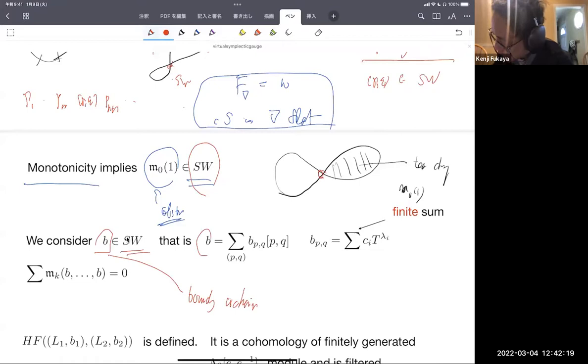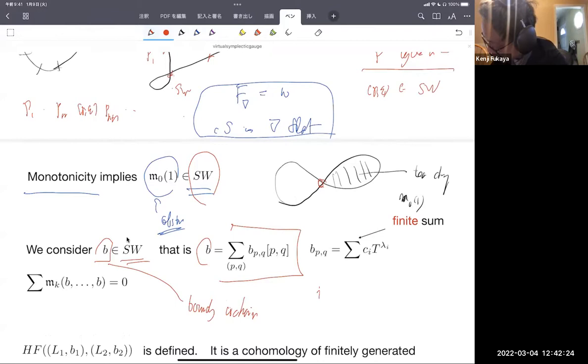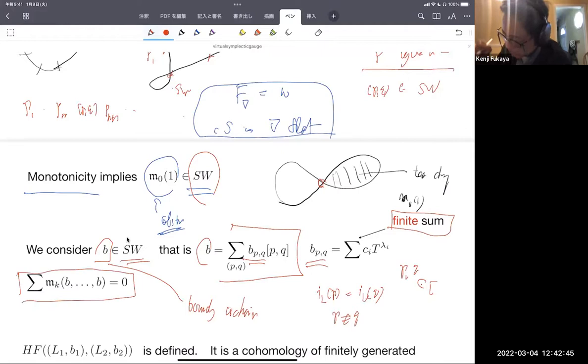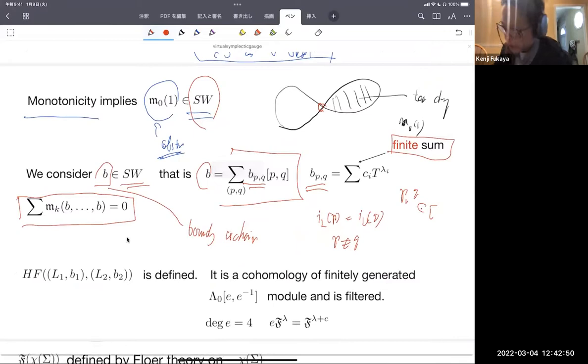So this bounding cochain has this kind of form. PQ is a kind of pair, and P and Q are points of L tilde, right? So you have this kind of sum. We also require that the coefficient is an element of the Novikov ring, but it's a finite sum. And we require the bounding cochain equation. So this is the object in our case: you have this L, with a monotonicity structure plus this bounding cochain.